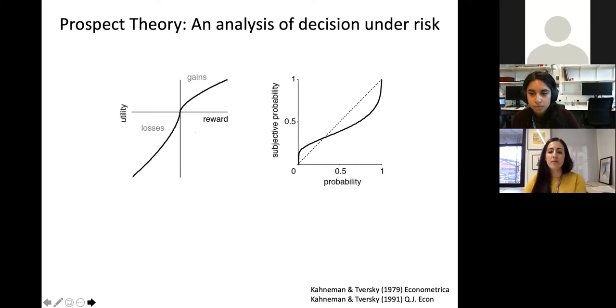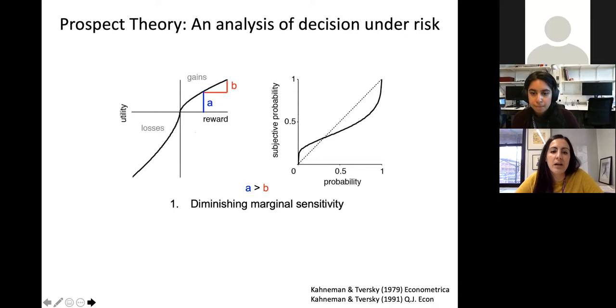So the predominant behavioral economic theory is called prospect theory. It was developed by Daniel Kahneman and Amos Tversky and won them the Nobel Prize in Economics. And it describes basically four main features of human choice behavior. So the first is the phenomenon I just described, diminishing marginal sensitivity for gains, and you can capture that by having a concave utility function in the gain domain.